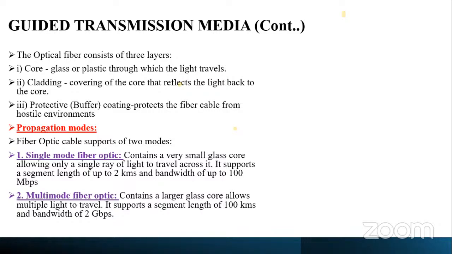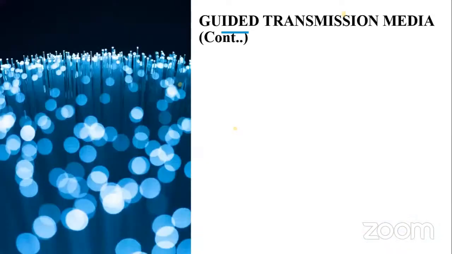And the next one, multi-mode fiber optics. It has a larger glass core, and it supports a 100 kilometers range, and the bandwidth will be 2 gigabits per second. If you see the small b, that is bits. If you see the capital B, that is byte. This one. You can see the picture now. In this, the blue color ones are all the fiber optic cables.